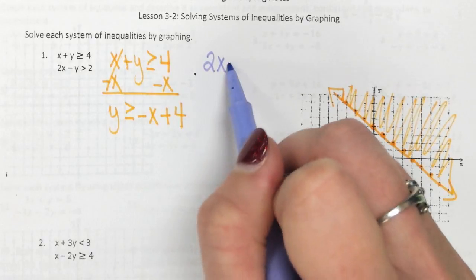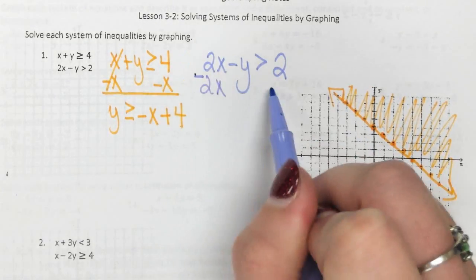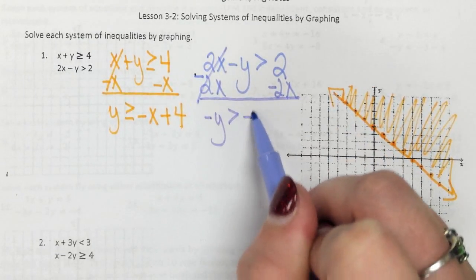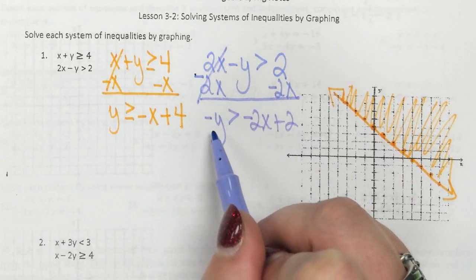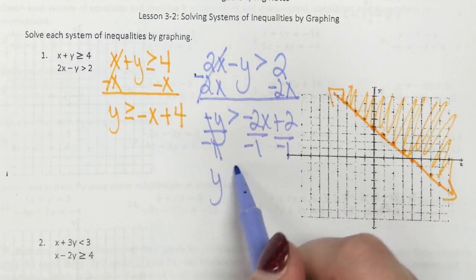All right, so we have 2x minus y is greater than 2. We have to solve that one. We're going to subtract the 2x. But when we do that, we have a negative y. You divide by negative 1. And guys, what happens to the inequality? It flips.